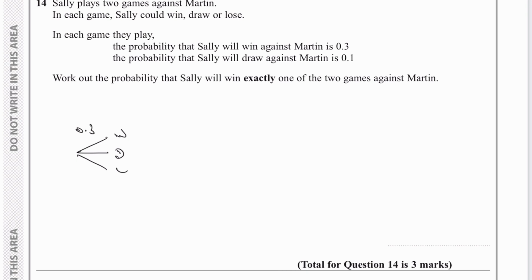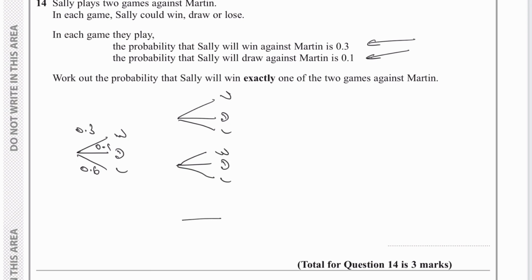So the probability that Sally will win is going to be 0.3, that she will draw is going to be 0.1. I'm just taking this information from the information at the top here. The probability that she'll lose therefore is going to be 0.6, because all the probabilities need to add up to 1. And I can do exactly the same for the second game that she plays against Martin. So I've got win, draw, lose, and win, draw or lose, and then finally at the bottom here I've got win, draw or lose.